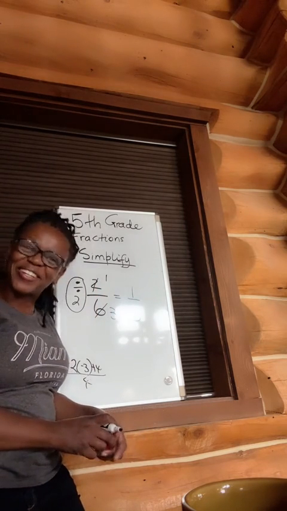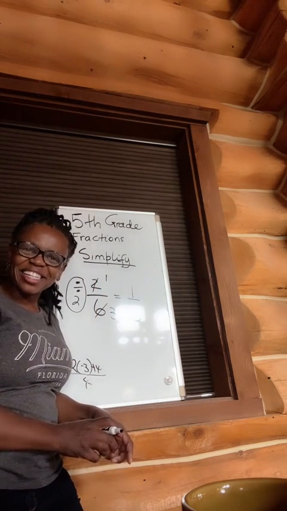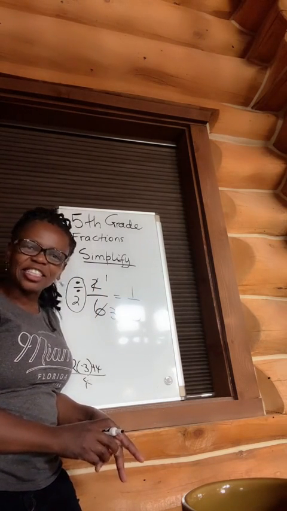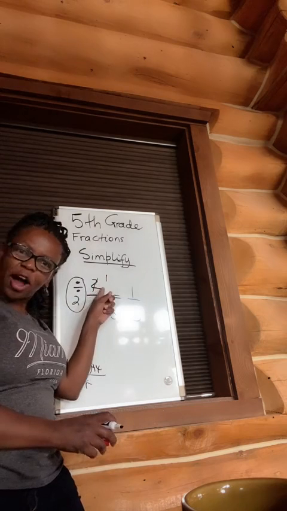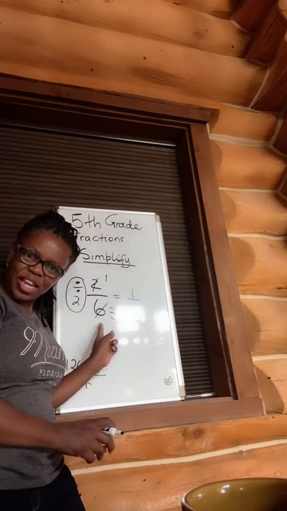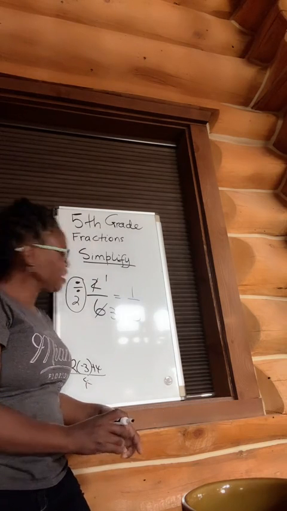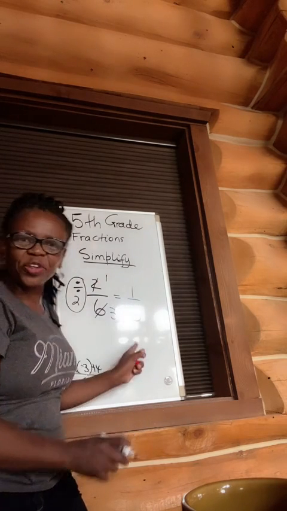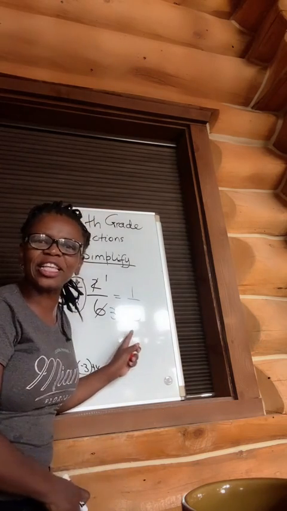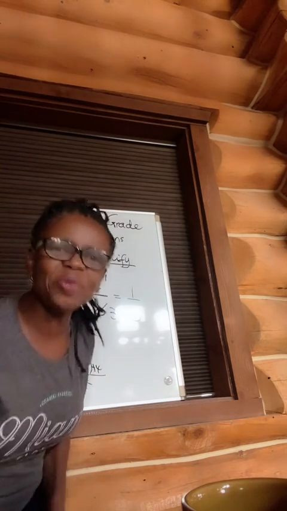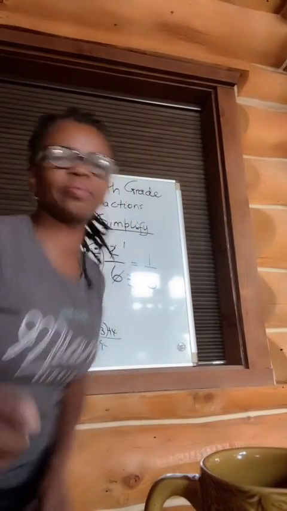We cannot change one without the other. Divide by 2 on top, divide by 2 on the bottom, then we know we're doing it the right way. Okay, the answer is 1/3. Can we simplify 1/3 further?